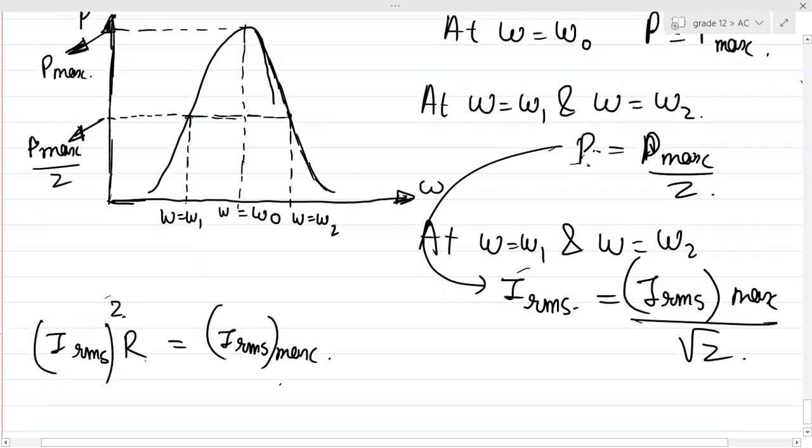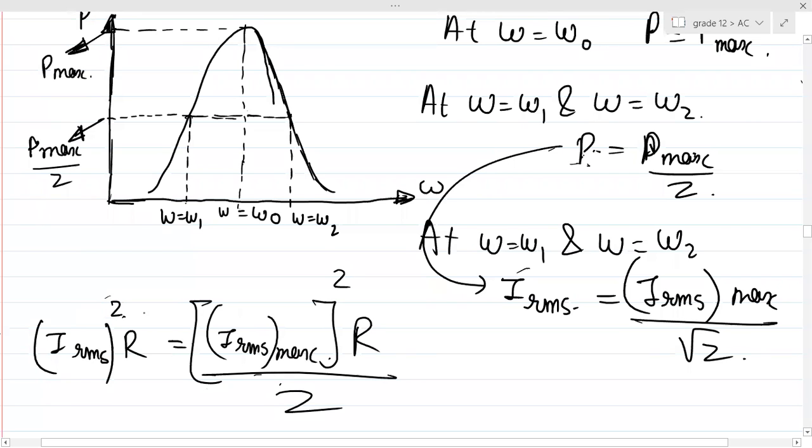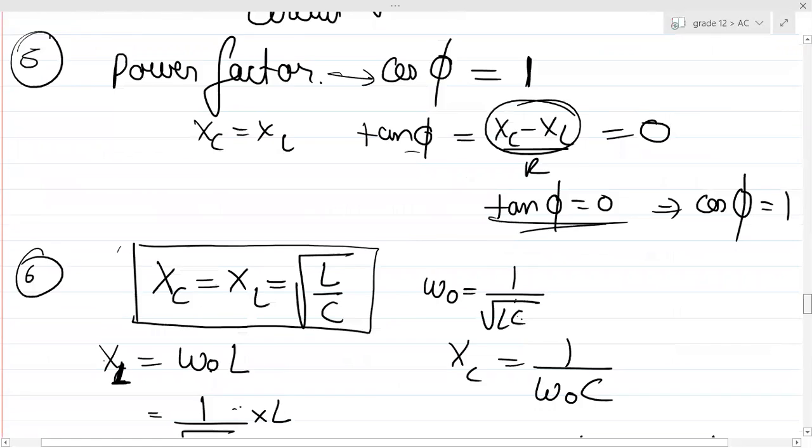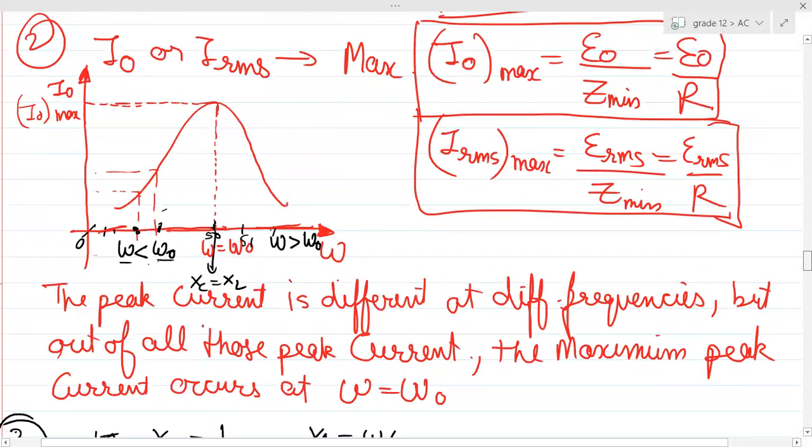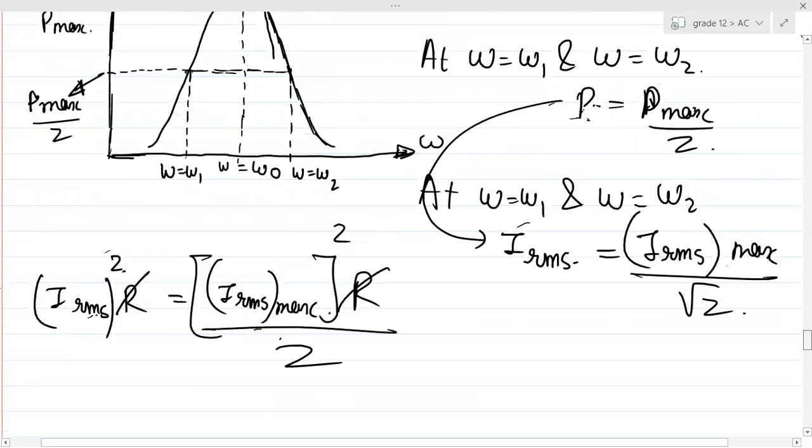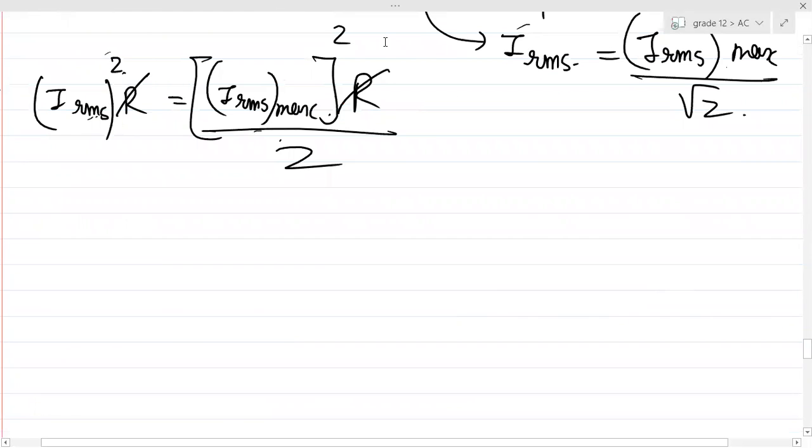I RMS squared, and this will become the maximum current squared into R divided by 2. R gets cancelled, and from here I RMS is the maximum divided by root 2. So remember this particular thing. I'm talking about the current when I try to draw the same graph, this one. If I try to draw the graph for current, I'm removing this.